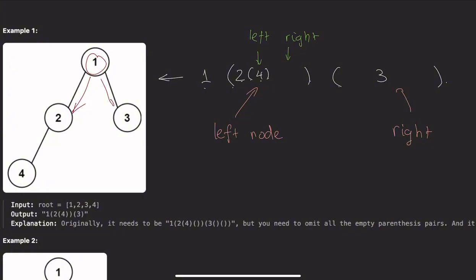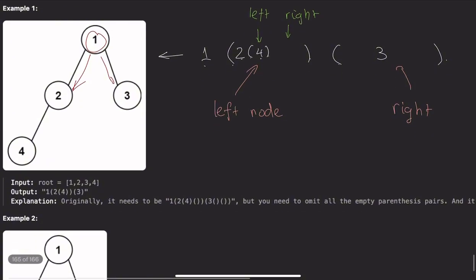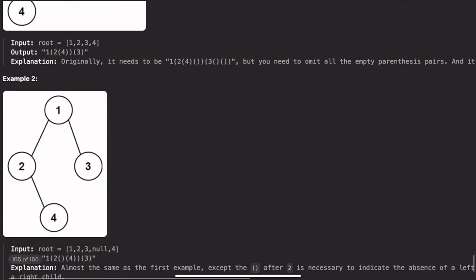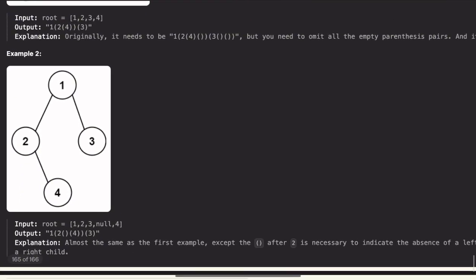We're gonna have 1 here at the root, and then we have two other parentheses. One is for the left and one is for the right. So we're gonna have 2 here, right? So 2 here again. Because the one on the left is empty, we're gonna put it there, and the one on the right of 2 is 4, so we're gonna put 4 here, and 3 is just lonely, so we just put 3 here.